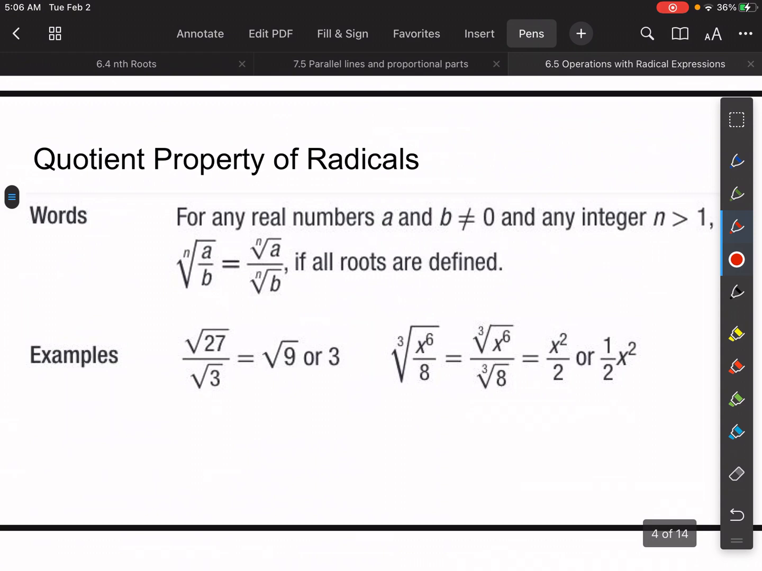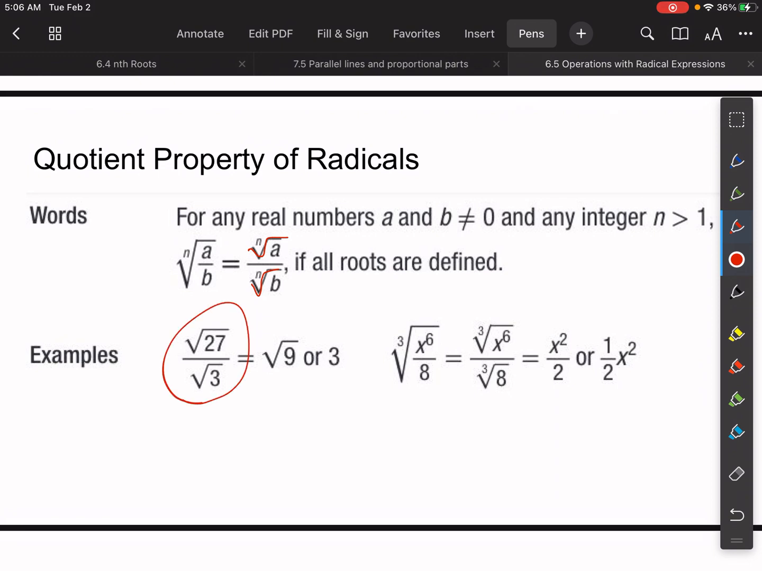Now let's teach you another rule here, the quotient property of radicals. So if I have the nth root of a fraction, I could just take the nth root of the numerator over the nth root of the denominator, where b cannot equal 0, because if b is 0, then we become undefined there. So some examples of this, we have this guy.